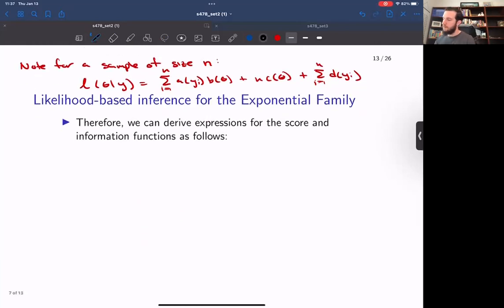All right, so we're going to let S of theta represent the score function.